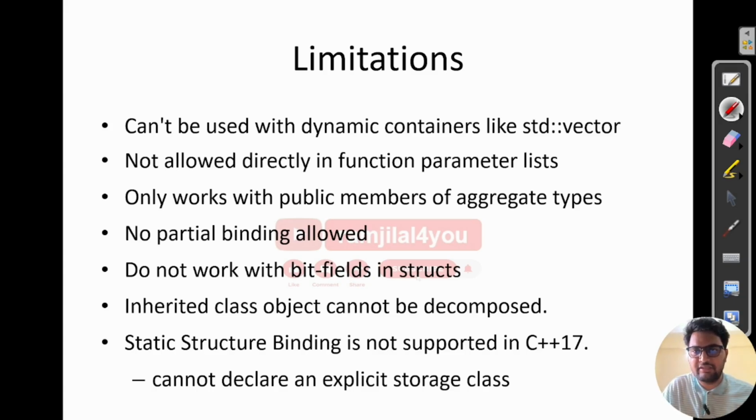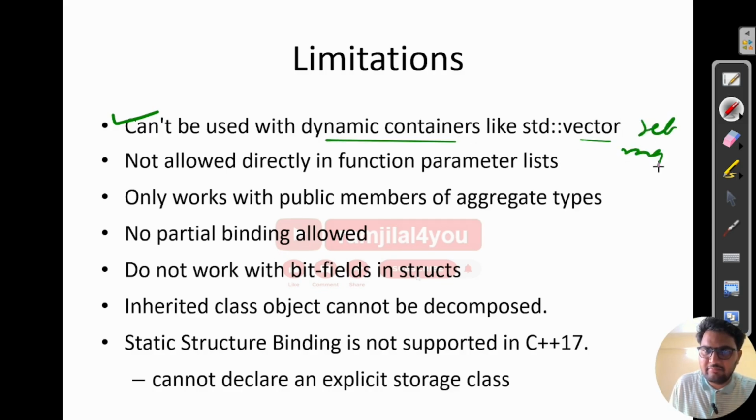For example, we just saw the example of the range based for loop. There we used a vector of pair, so we used the structured binding there for pairs, correct? That is how we can make use of it, but the limitation is we cannot use structured binding with the dynamic containers like vector, set, map, etc. It is also not allowed directly in the function parameter list. That is what I mentioned earlier also: structured binding does not allow parameters.